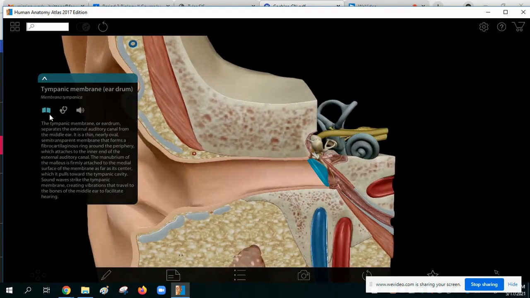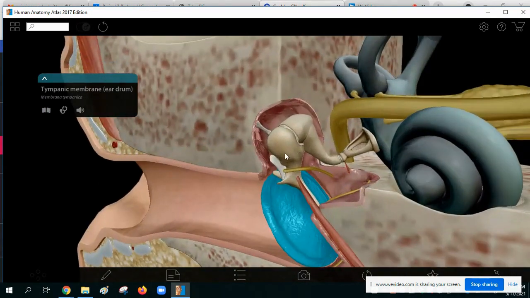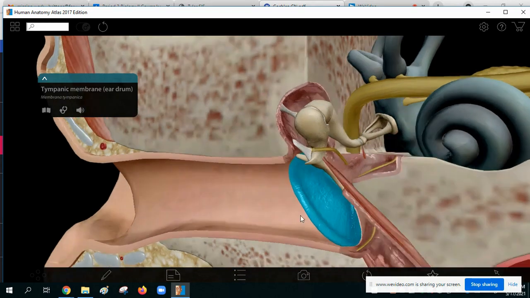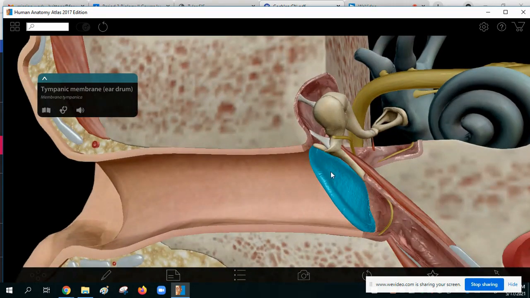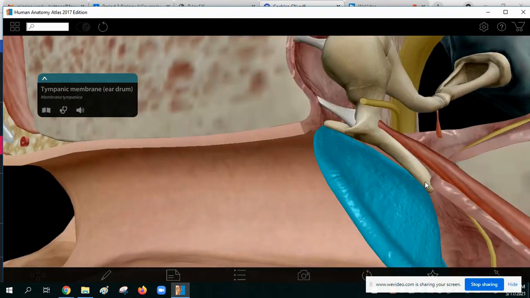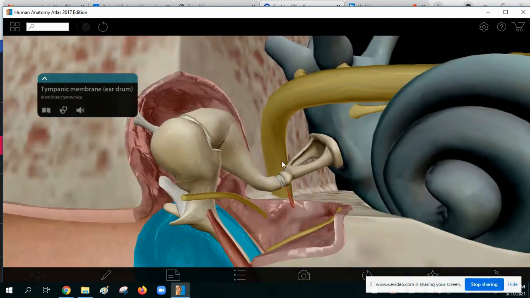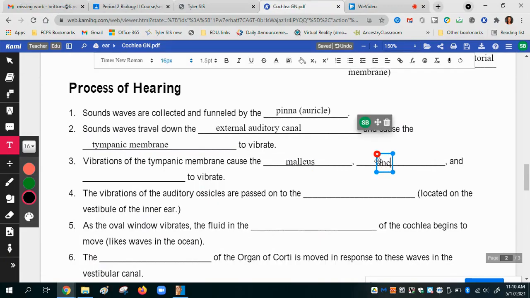On the other side of the tympanic membrane are the three tiny bones, the malleus, the incus, and the stapes. So as the tympanic membrane vibrates, we can see the malleus is actually connected to it. Here, at the handle part, and so it causes the malleus to vibrate, which causes the incus to vibrate, which causes the stapes to vibrate. So we're just going to pass vibrations right through all three of these auditory ossicles. So malleus, then incus, then stapes.